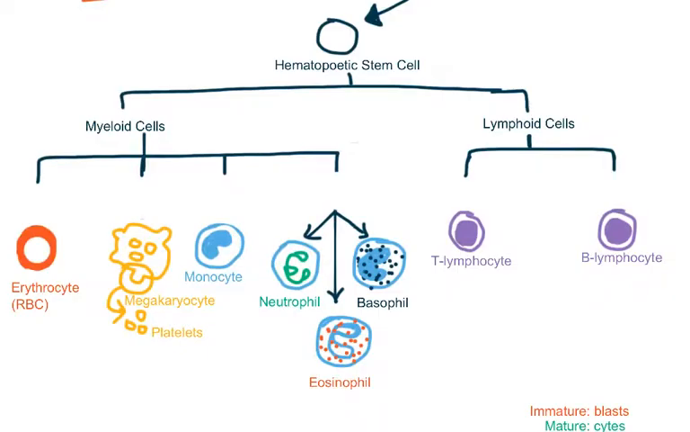So let's take a look at what goes on inside the bone marrow. All these different cells originate from the same cell, and that cell is called a hematopoietic stem cell. It gives rise to two different cell groups or two different cell lineages. First there is the myeloid group and the other is the lymphoid group. The lymphoid group includes two different types of blood cells.